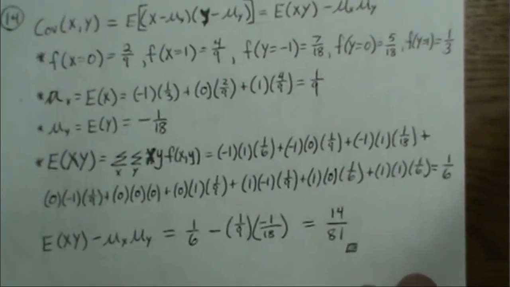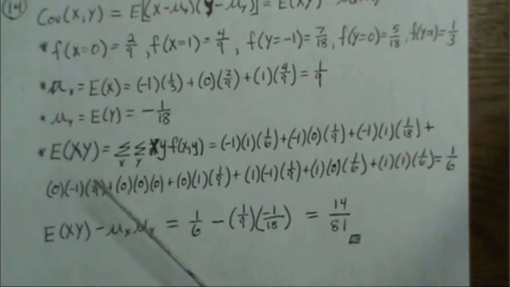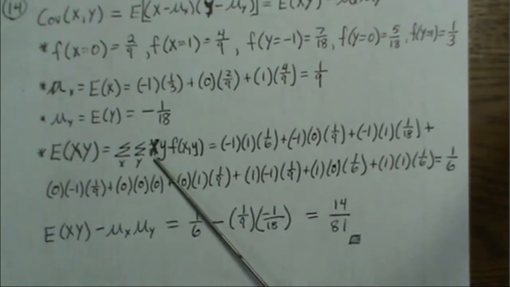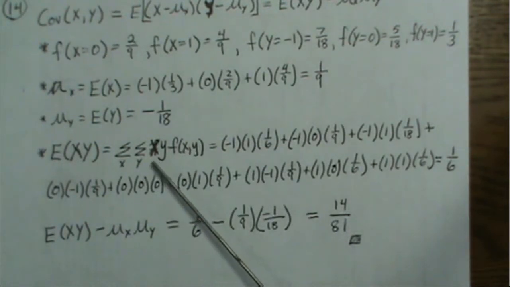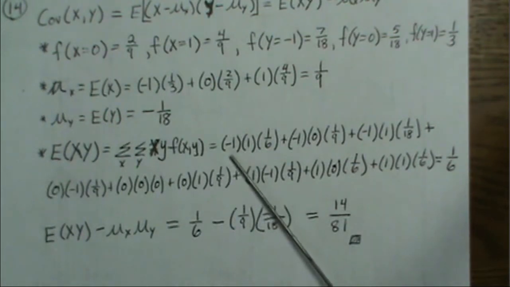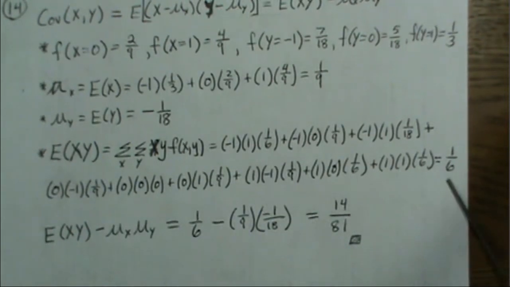So now this next step is a little bit of legwork. The expected value of x and y is the sum over all possible x and y times the probability of obtaining each specific x and y. So then we go through all possibilities and probabilities, and we get 1/6. So the covariance is this, so it's 1/6 minus the product of those means, which we get 14 over 81.